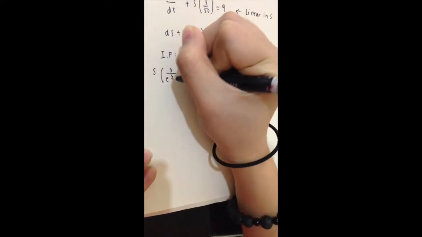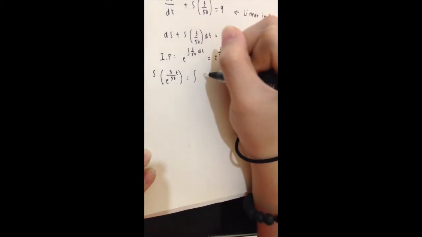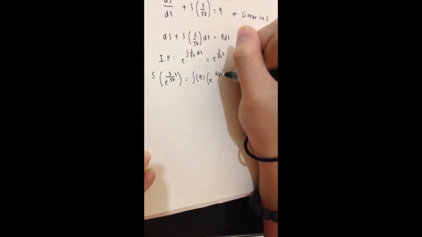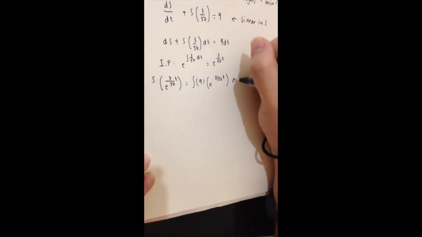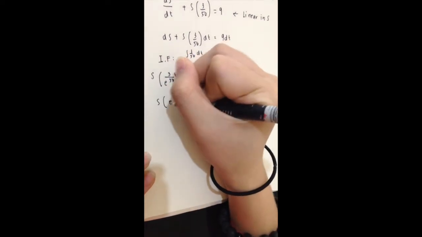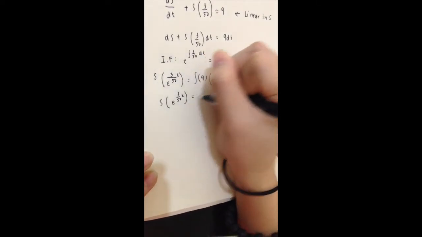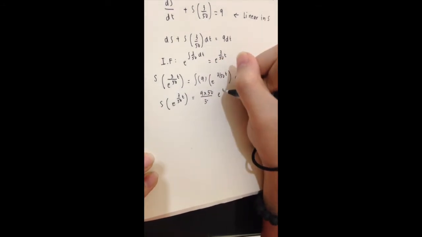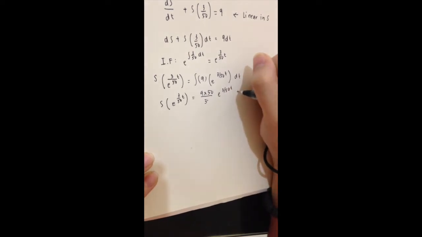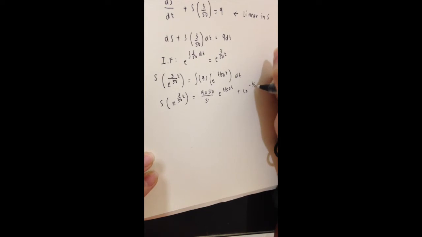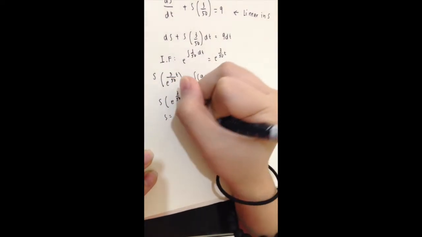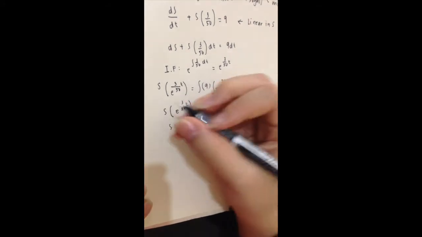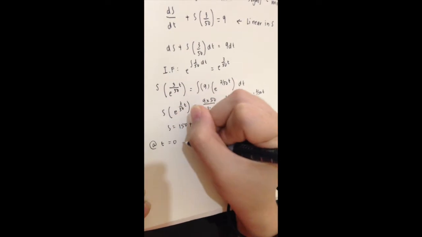So S times e to the 3 over 50 t equals the integral of 9 times e to the 3 over 50 t dt. Then S times e to the 3 over 50 t equals 9 times 50 over 3 times e to the 3 over 50 t plus C. Then S is equal to 150 plus C times e to the negative 3 over 50 t.